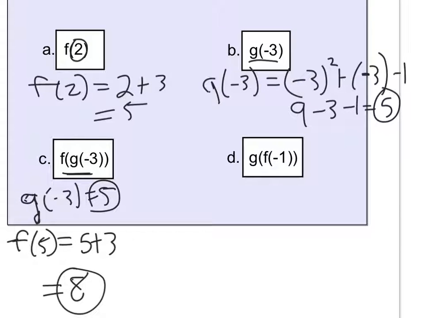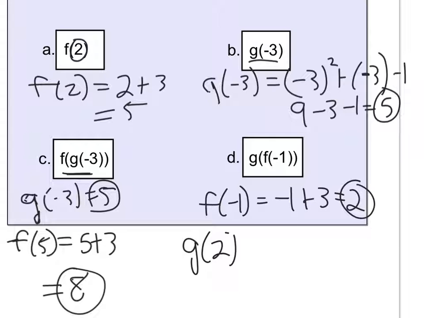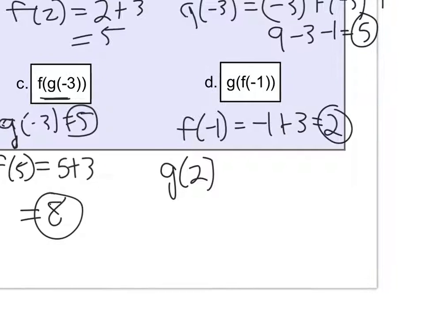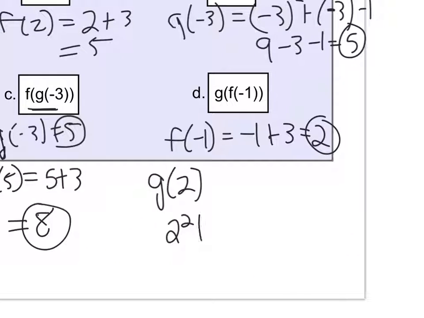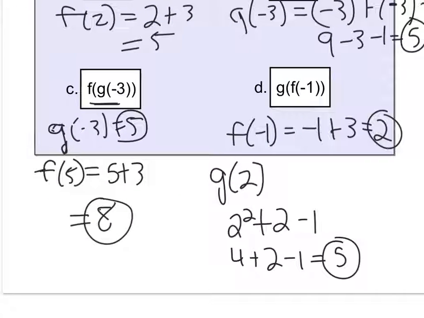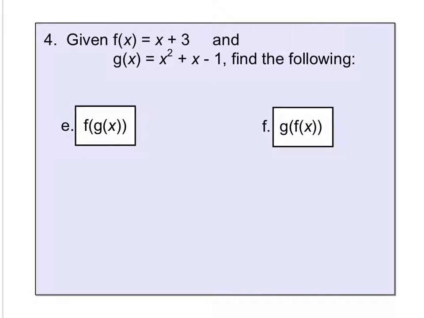Switch it around. I'm going to take f of negative 1, so I put that in there, negative 1 plus 3 equals 2. Now I take 2 and put that into the function for g. So that's going to be 2 squared plus 2 minus 1. So that's 4 plus 2 minus 1. So that's going to be 5. So notice what I did. I took the inner part, put it through the function, then I took the answer and I put it in the outer function. Okay, that's called a composition of functions.